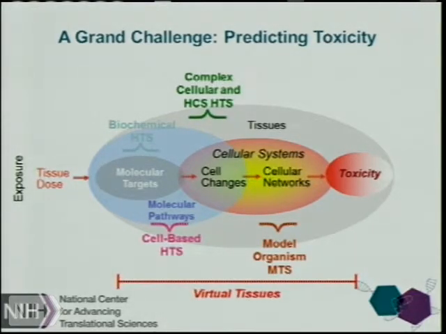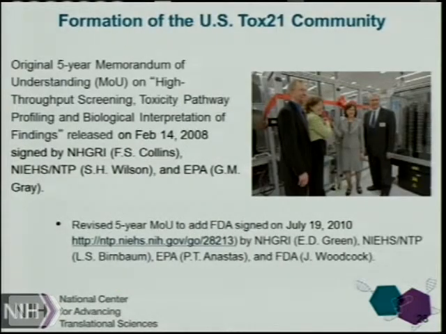So wouldn't it be nice to deconstruct the rat into various cell-based assays, biochemical assays, high-content assays, generate all that data using preferably cheaper assay methods, high-throughput methods, and then computationally build the rat back together, or human. So this is the goal of a program that we started a couple of years ago called the Tox21.